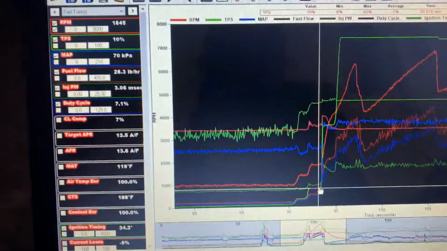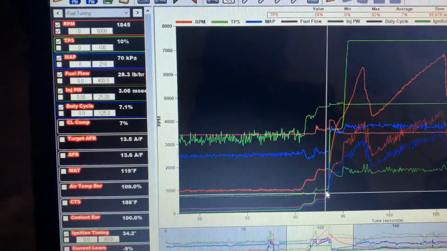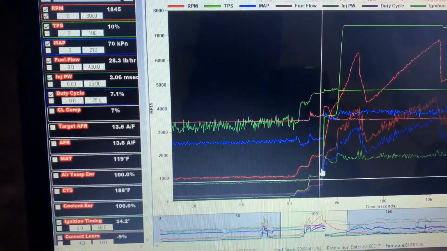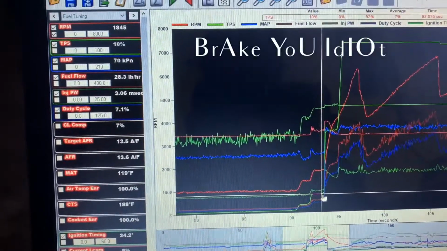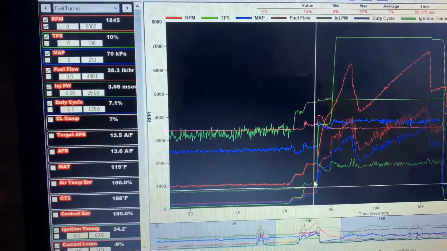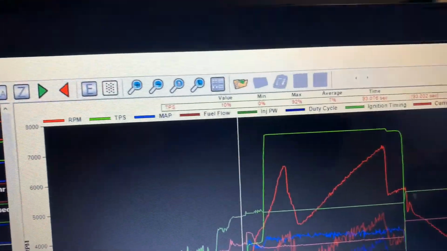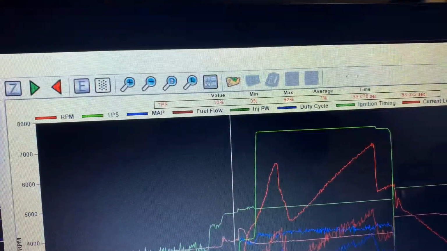Right before I let off the brake, I was giving it 10% throttle at 1800 RPMs, but it was already trying to push through the brakes. I could feel that at that point. So I let off the throttle and I spun pretty bad. I let off the throttle, you can see right here at 93 seconds into the data log.